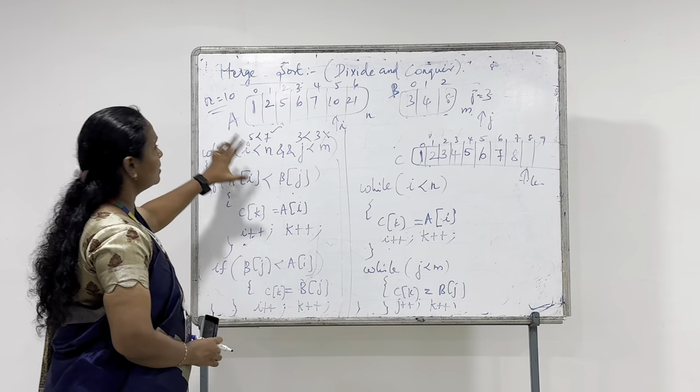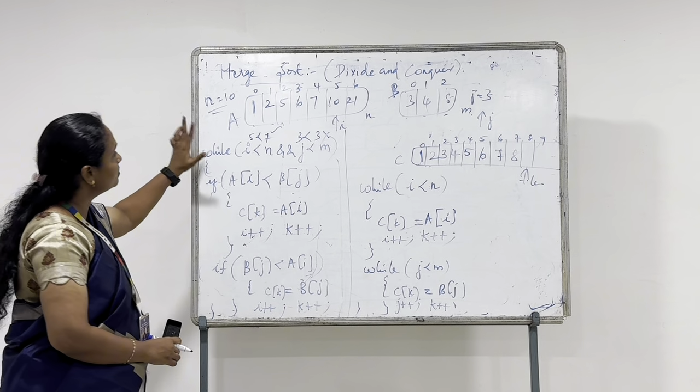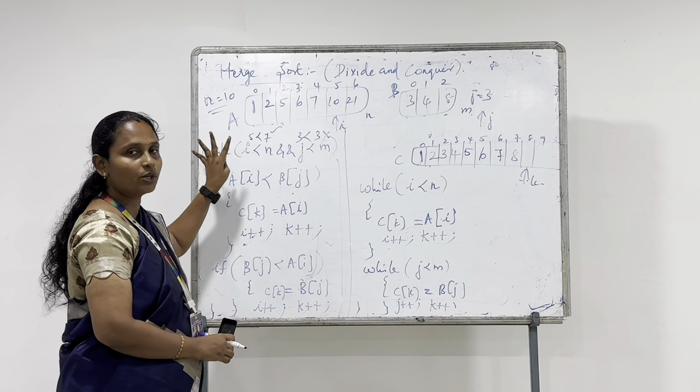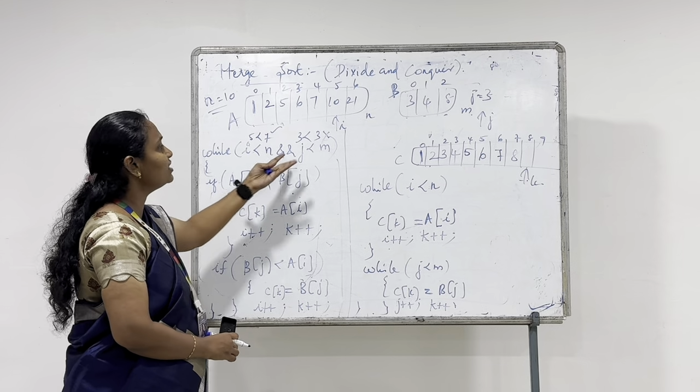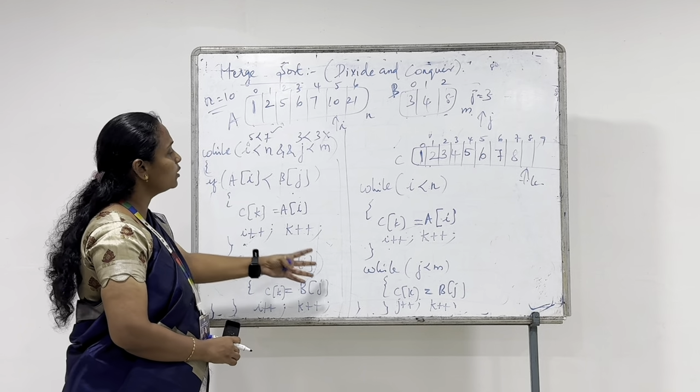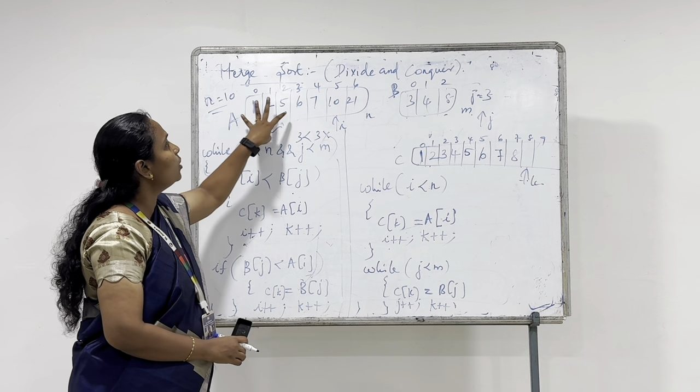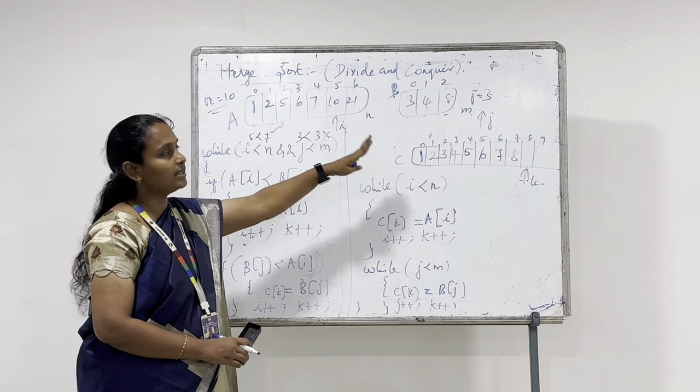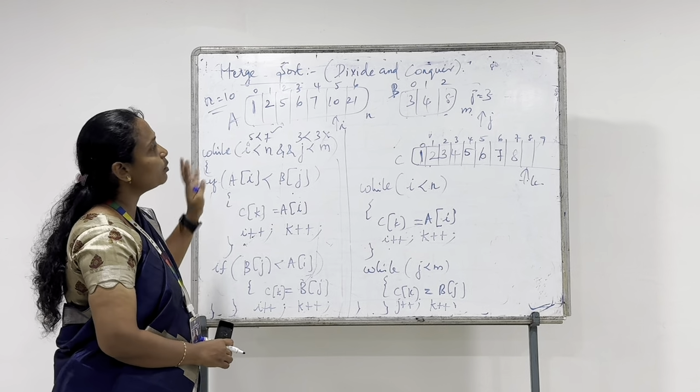So this is the merge sort. Actually, this is how the merge sort will work. This is just a code snippet. I didn't write the entire function. This is a code snippet to understand how these two arrays get merged into a sorted array. Okay, so this is about merge sort.